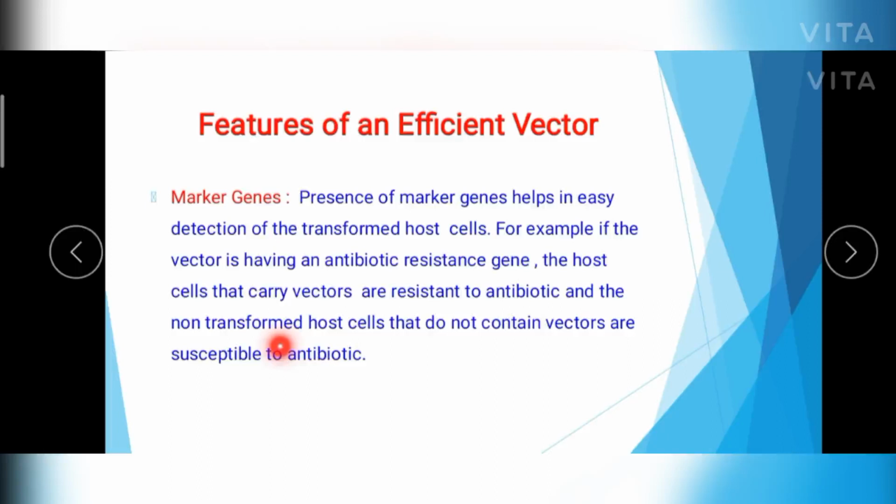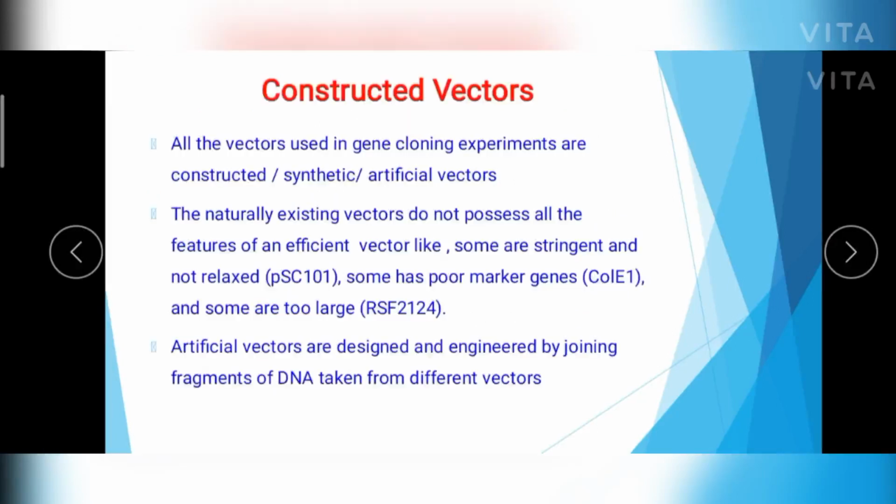You know that the transformation frequency is very low, and you have to sort or separate the transformed cells from the non-transformed cells. Then these marker genes help in the easy detection of this.